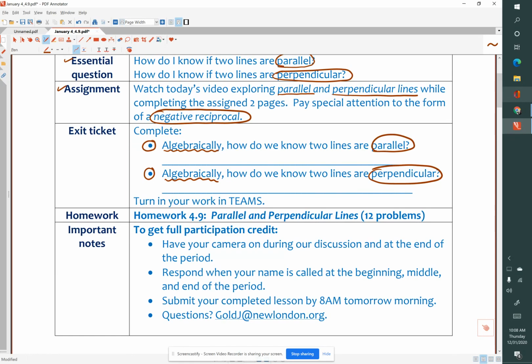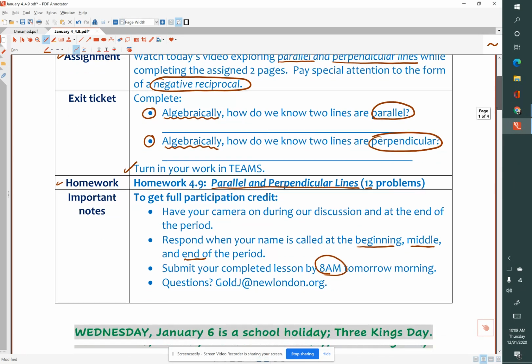Remember, when you're finished with your lesson, you turn your work in on Teams. Our homework will be 4.9, parallel and perpendicular lines. There are 12 problems. Remember, let's keep those cameras on, especially for our discussion at the beginning and the end of the period. Respond when your name is called at any point during the period. Submit your lesson by tomorrow morning, and if you have questions, email me.